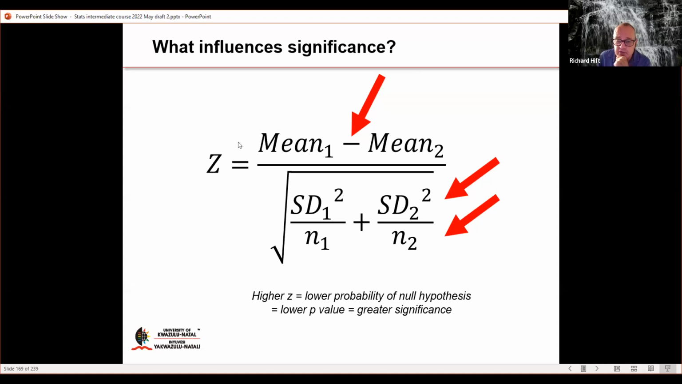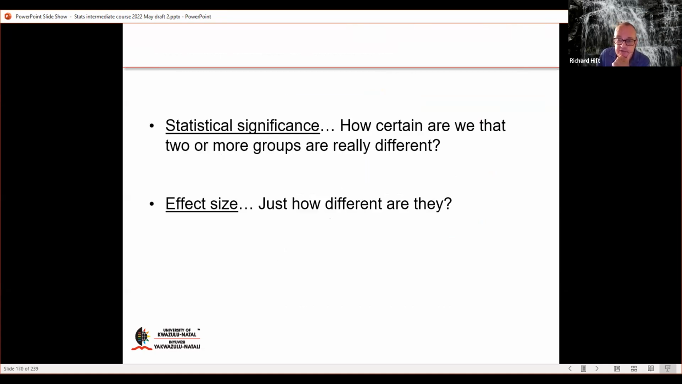Right. So this tells us that a big effect size, a big difference in means, smaller spread around the means of your sample, and larger sample sizes all increase your chance of getting significance. In other words, all increase the power of your study. So there's effect size. Right.